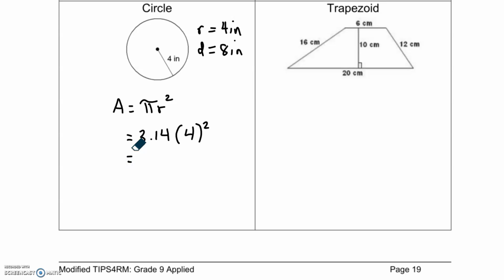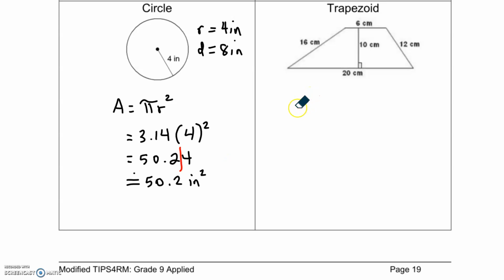Okay, let's put that in our calculator. So 3.14 times 4 to the exponent 2, and we get 50.24. So again, here's another question where we need to round to the nearest tenth. So 2 is the tenth. 4 says to stay, so this will be approximately 50.2 inches squared. Okay, the next shape we're doing is a trapezoid.